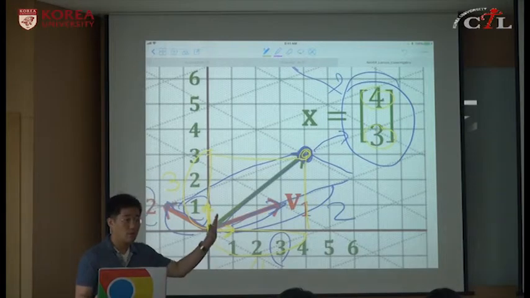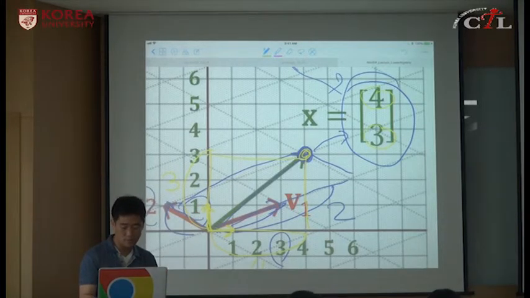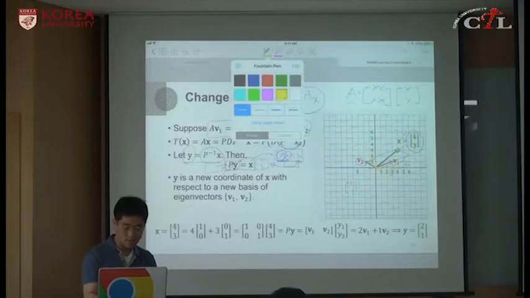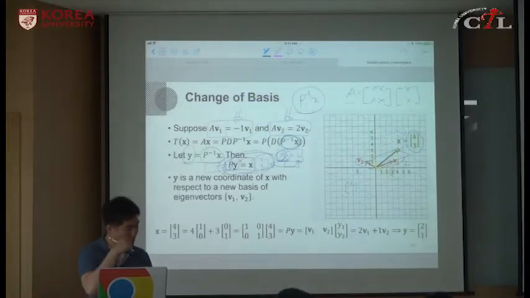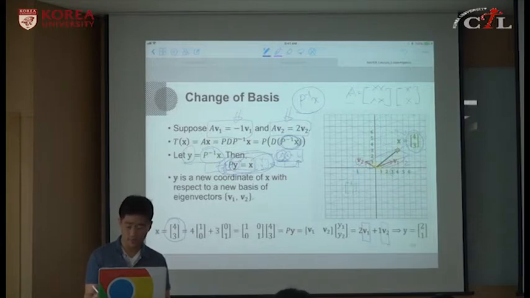Now, for the same subspace, which is our entire 2-dimensional space, we are now using these two new basis vectors. And what is the coordinate of this guy, right? That is 2, 1. So that 2, 1 is basically the solution to this equation. In other words, your input vector X, which is 4, 3, can be represented as a linear combination of these eigenvectors using the linear combination coefficients 2, 1. Okay.